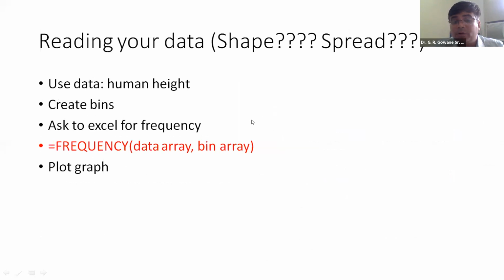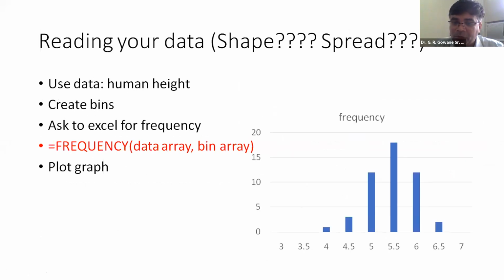Now we were talking about the human height data. Human height data basically has a normal distribution, and we need to look at its shape. It should look like this. However, we will just see using actual Excel how our data looks. So I'll share the Excel file. I hope you can see this Excel file now.